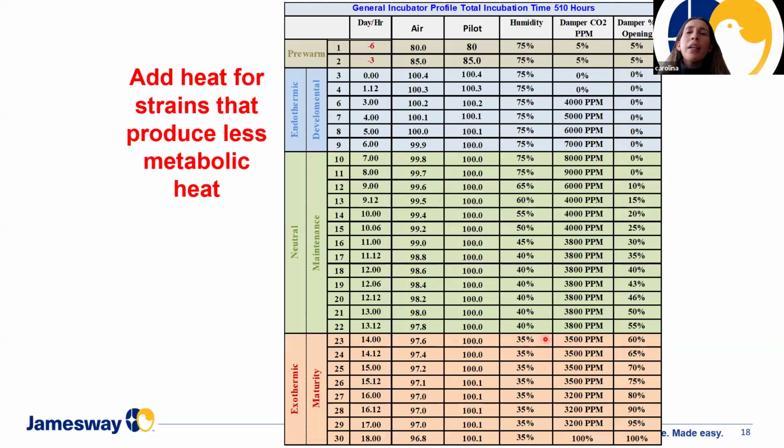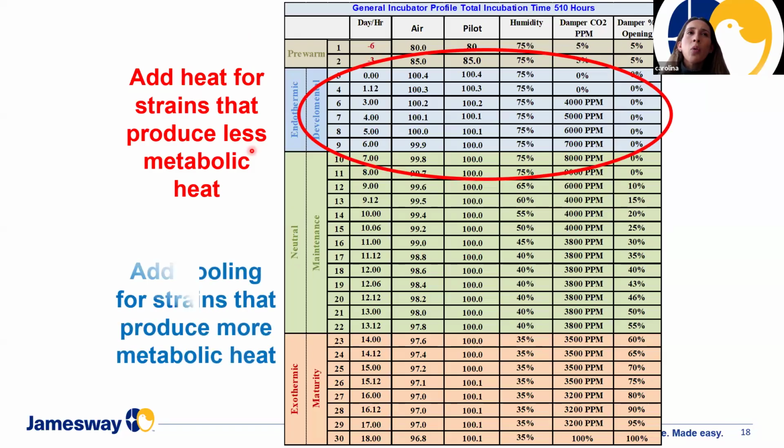All right, so how can I adjust some temperature? We can add heat for the strains that produce less metabolic heat at the beginning, and we can add cooling, or cool down the profile, for strains that produce more metabolic heat at the end. So that is one way. But again, we may want to work with actual temperature.